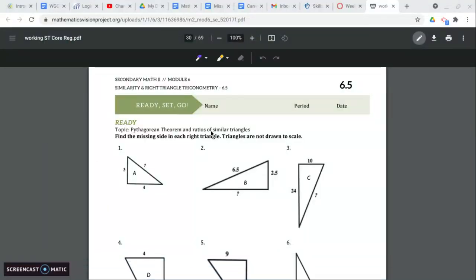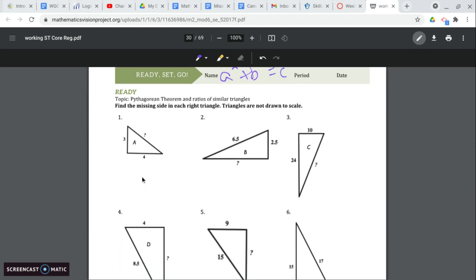All right, so for this first part, we're looking at the Pythagorean theorem and ratios of similar triangles. So we want to find the missing side in each of the right triangles. Note the triangles are not drawn to scale. So remember, Pythagorean theorem is a squared plus b squared equals c squared. So the first one we're going to do together is number 1.